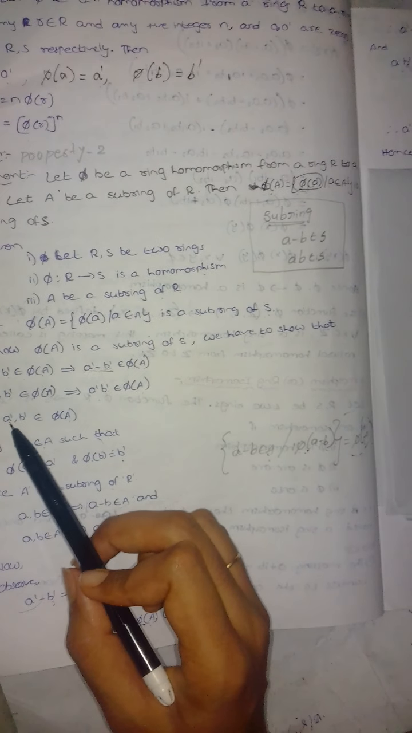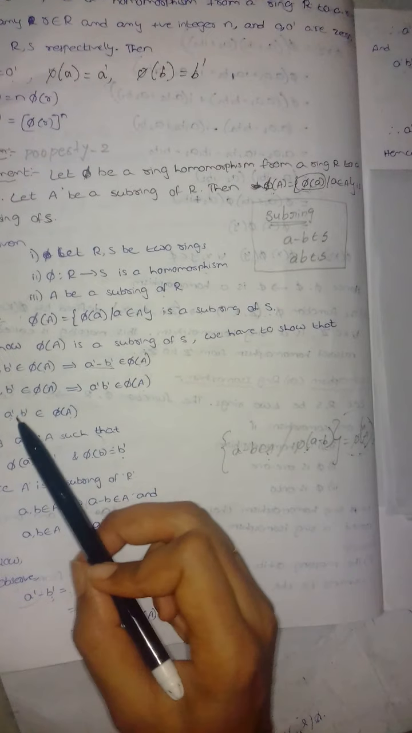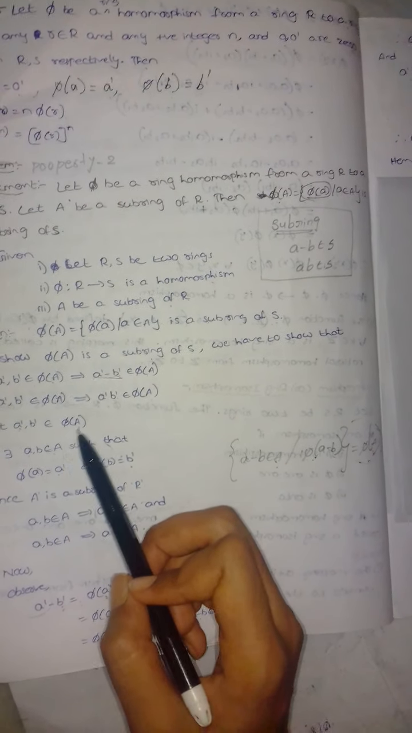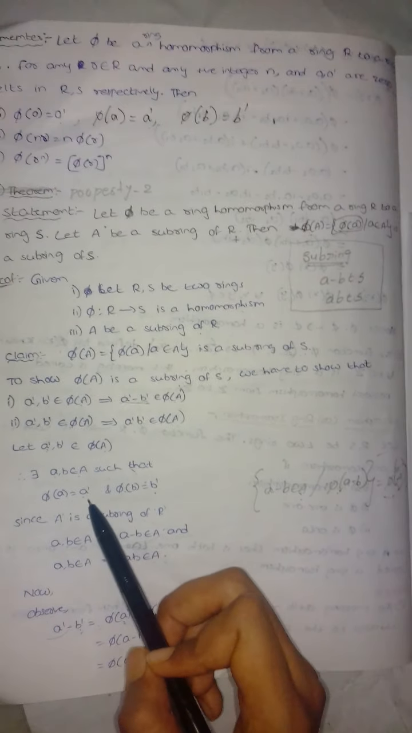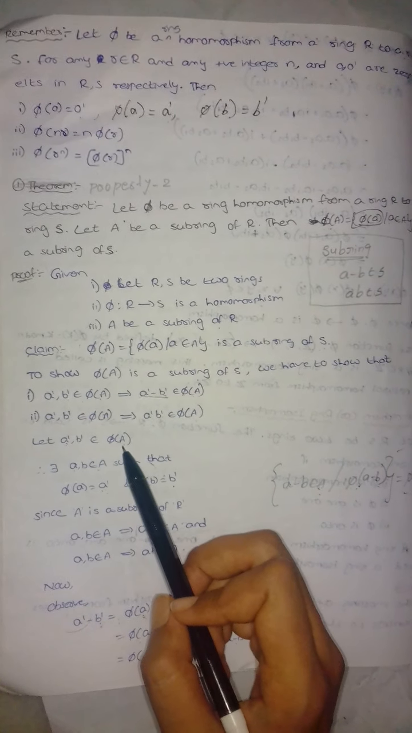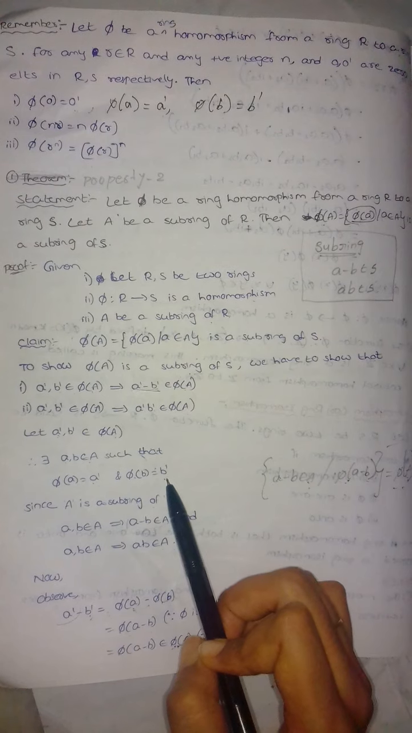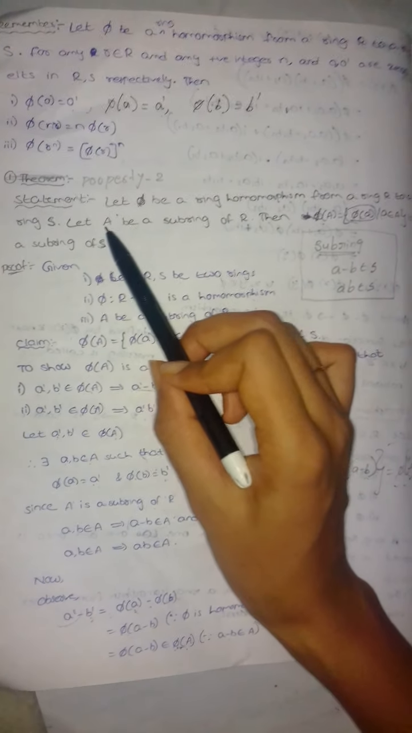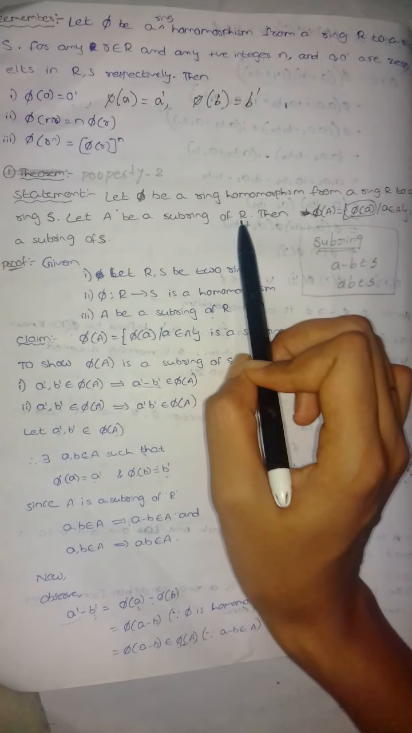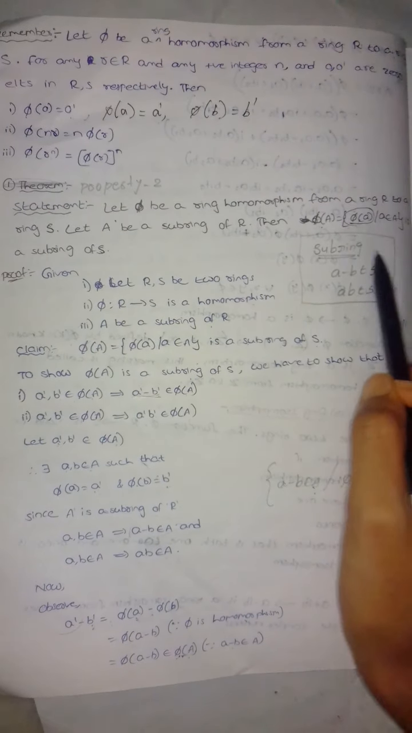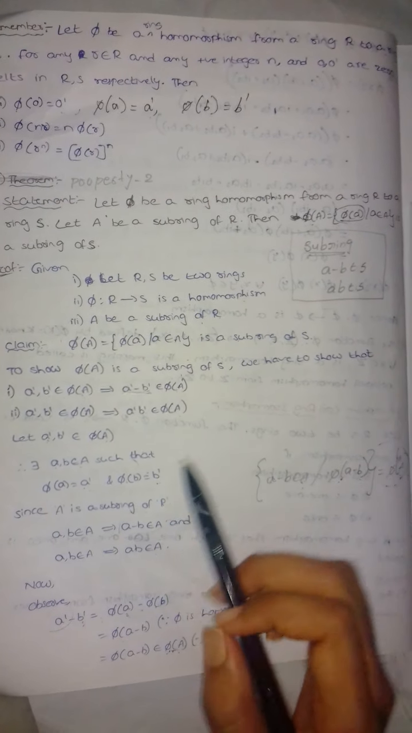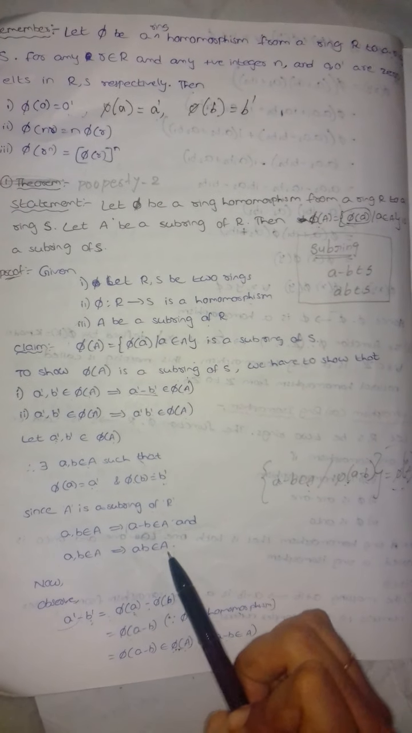Now A dash, B dash belong to pi of A. A dash belongs to pi of A means there is A where pi of A equals A dash, and B dash belongs to pi of A means there is B where pi of B equals B dash. Since it is given in the statement that A is a subring of R, it satisfies the conditions of a subring, that is, A minus B belongs to A and AB belongs to A.